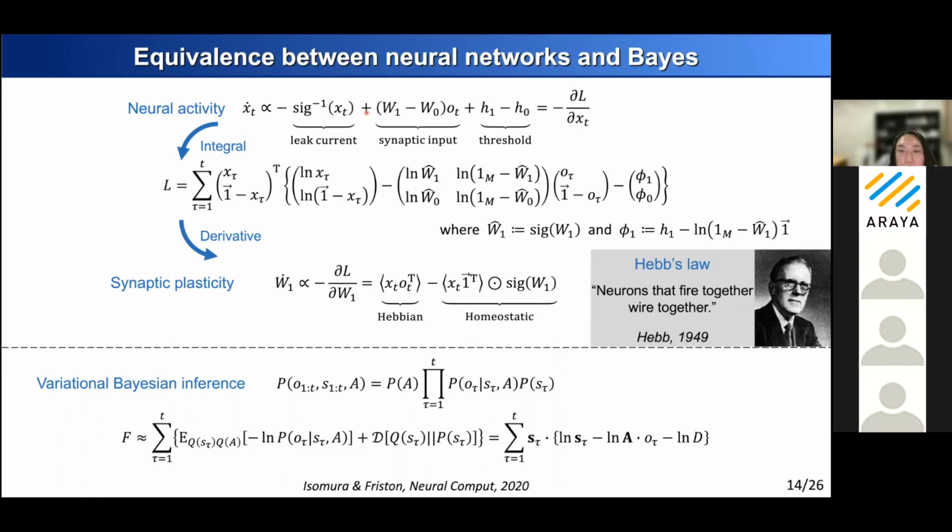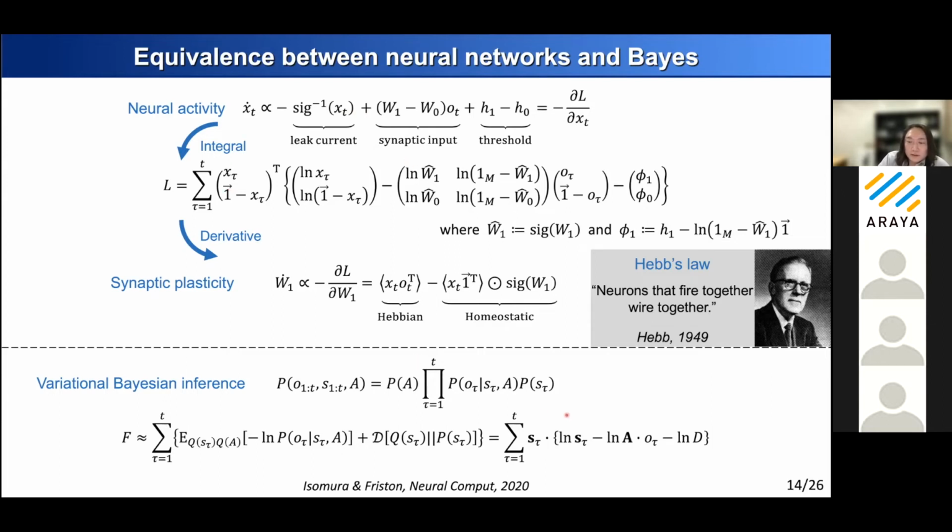Does this formulation only work for feedforward networks, or can it be formalized for a recurrent neural network? In the last part of today's talk, I will explain the recurrent network. So it works for recurrent networks as well.